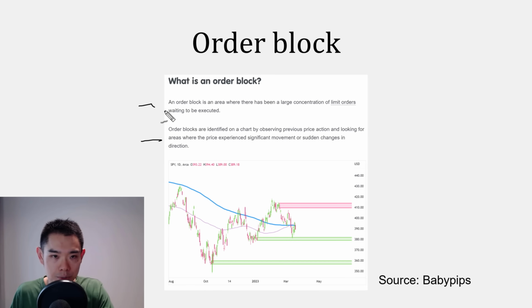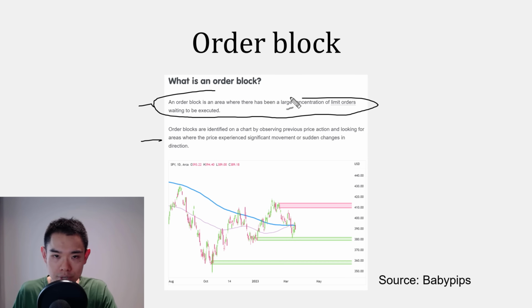So this got me a little bit confused. I can't really understand how an order block is an area where there's a large concentration of limit orders waiting to be executed, because you can't see this order block on the chart.